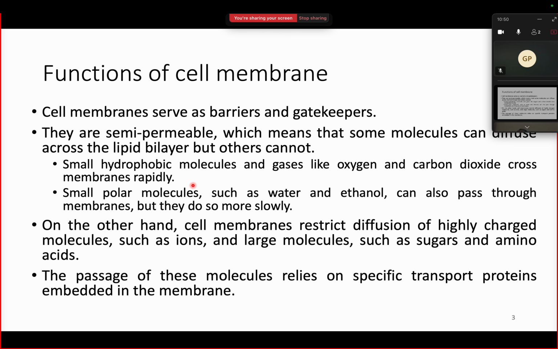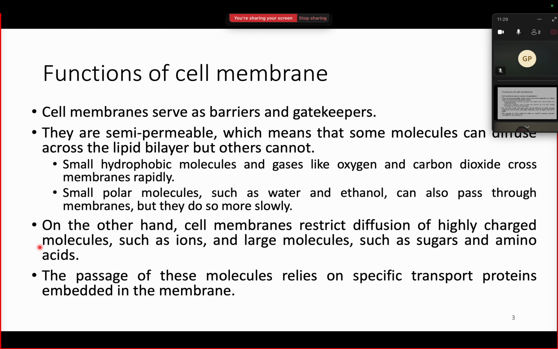This is the reason for these molecules we need specialized proteins which help in aiding the transportation of these substrates, right? And cell membranes basically restrict the diffusion of highly charged molecules such as ions and large molecules. You must be aware of why this is important, because there is a potential difference across a cell membrane which needs to be maintained for the proper functioning of a cell, right? So we're gonna touch on all these points gradually throughout the sessions. Okay, so the passage of these molecules relies on specific transport proteins embedded in the membrane.